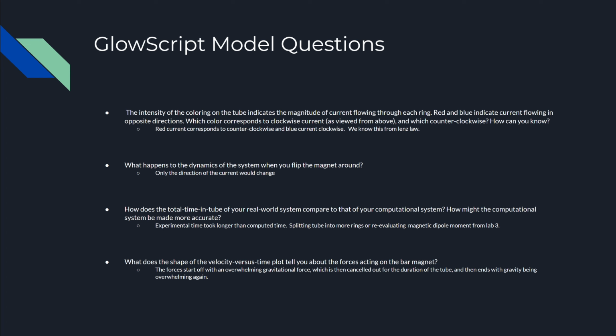And the fourth question is, what does the shape of the velocity versus time plot tell you about the forces acting on the bar magnet? It tells us essentially that at the very beginning there's an overwhelming gravitational force, which is then canceled out during the duration of the tube by the magnetic force, resulting in a constant velocity. And then by the end, when it goes out of the tube, there is again an overwhelming gravitational force.